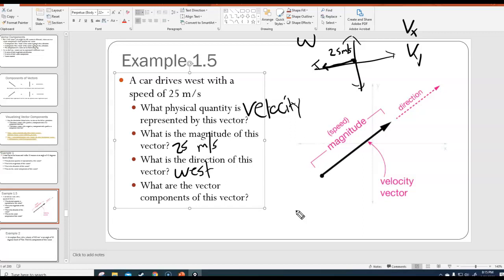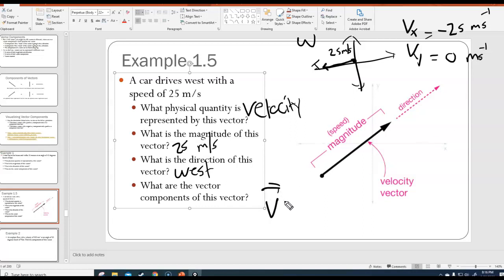So ask yourself, how much of the vector is going in the x direction? Well, all of it, because it's going to the left. All right, plus it's going in the negative x direction. And I would say that the x component would be negative 25 meters per second. And the y component, again, ask yourself how much of this vector is going in the y direction. None of it, because it's all going in the x direction. So the y component would be 0 meters per second.